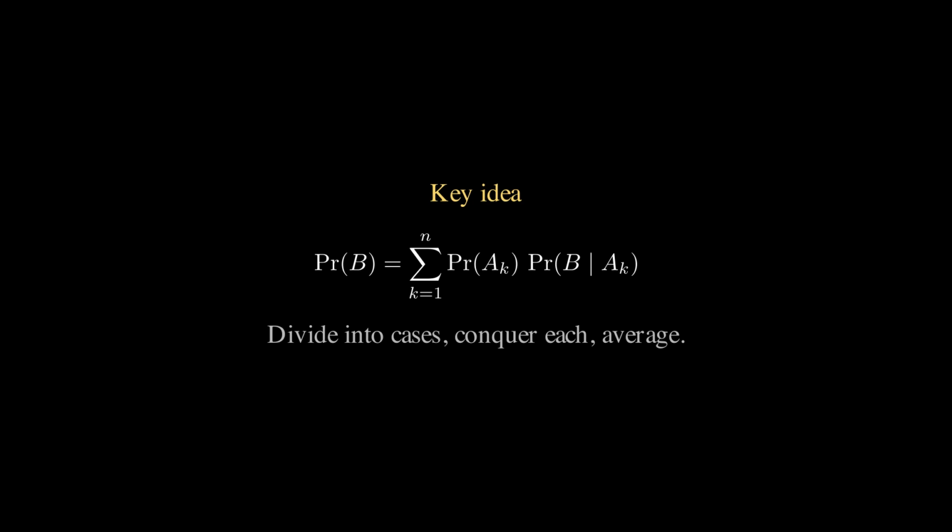Next, we run this machinery in reverse. Given the ball came out green, which urn did it most likely come from? That inversion is Bayes' rule.